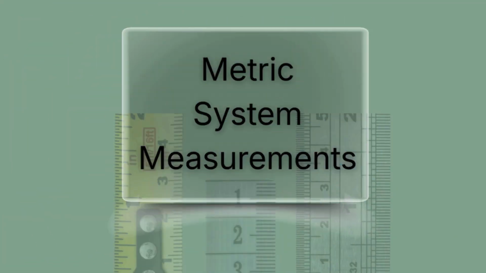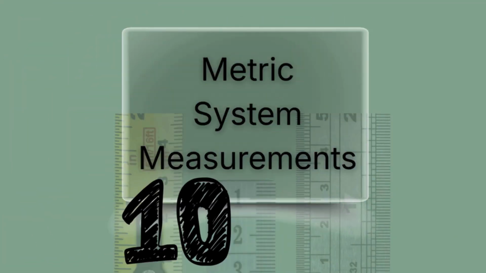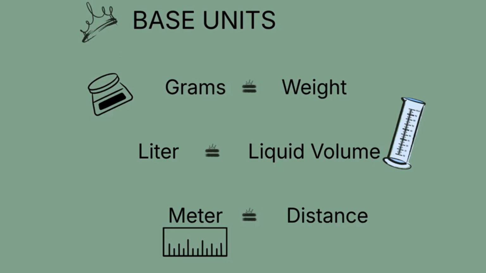The metric system is based on units of 10, so let's start by talking about the three base units first. Grams are the base unit for measuring the weight of an object, liter is the base unit for measuring liquid volume, and meter is the base unit for measuring length.